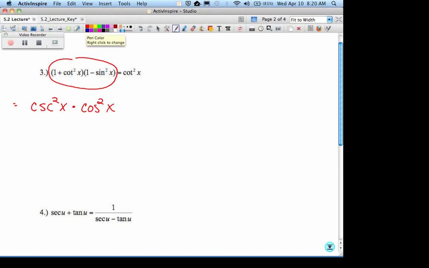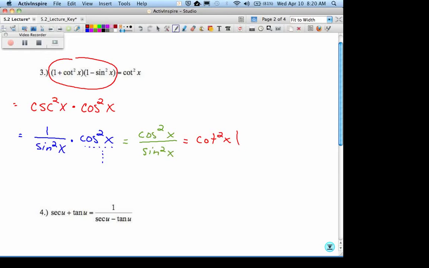What's another way to write cosecant squared? Now, if you want to put cosine squared over 1, go ahead, but when you multiply fractions, you multiply across the top, you multiply across the bottom. So on the top, I end up with cosine squared of x. On the bottom, I end up with sine squared of x. What is that? Cotangent squared. So that's my cotangent squared of x.